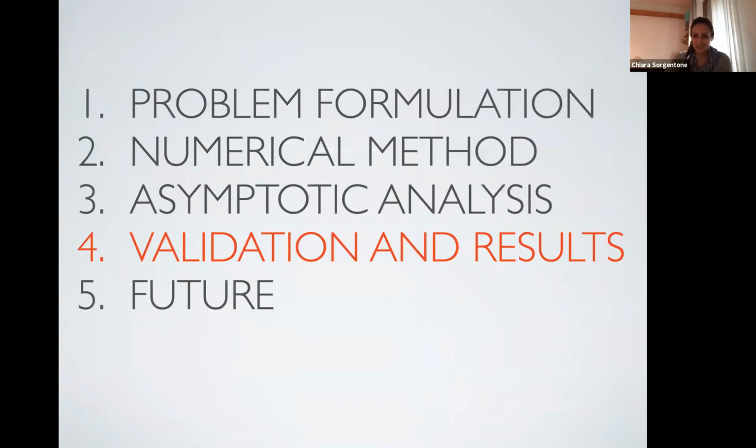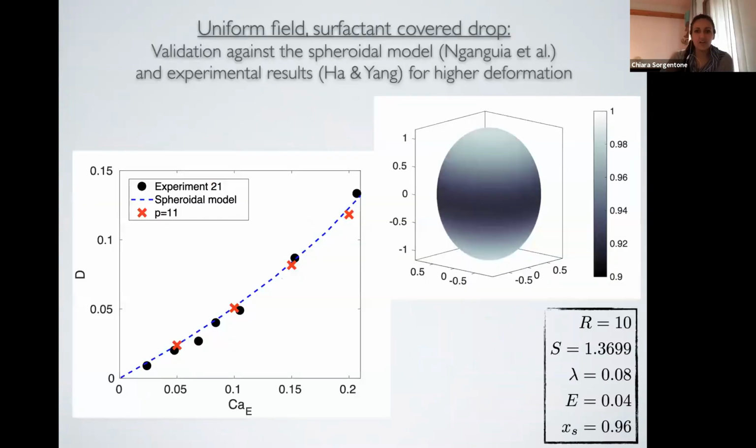So let's go to the validation. I will not list all the validation tests that I did, only the most interesting. Let's start with the single drop. Here I'm validating the code against experimental results and against the spheroidal model by Nganguya. The drop is initially spherical with uniform surfactant concentration. Here are all the physical variables, which are not super easy; lambda 0, just to give you an idea, corresponds to a bubble. So this is not 0, but almost 0.